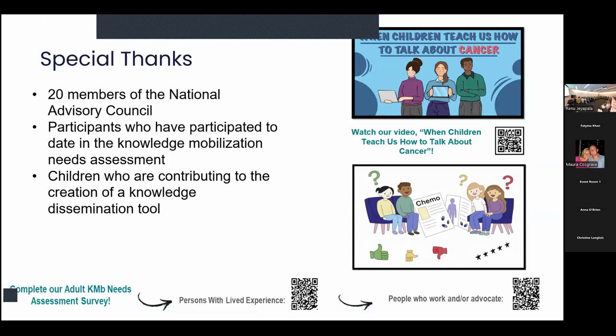Along with the 20 members of the National Advisory Council, some of whom wish to remain anonymous, but I will disclose them here. People, the participants who have participated to date in our knowledge mobilization needs assessment. If not, start scanning the QR below. And the children who have contributed to date also to the creation of a knowledge dissemination tool that we're trying to create.